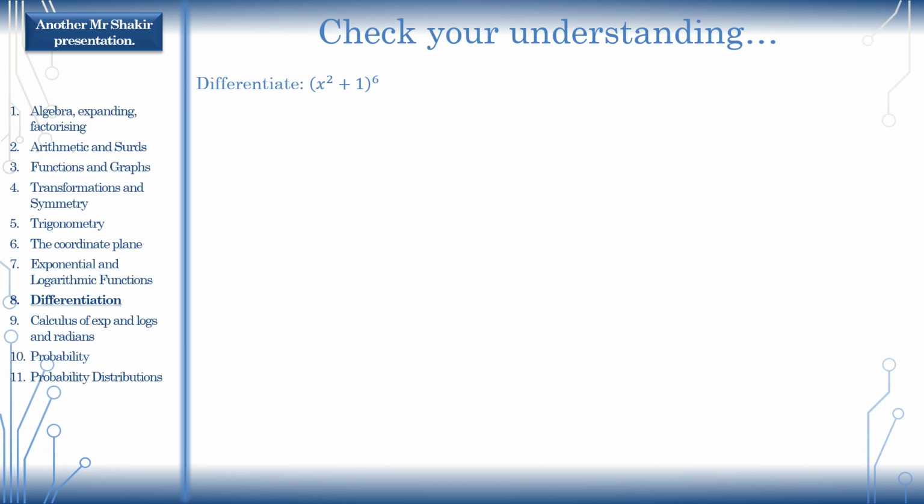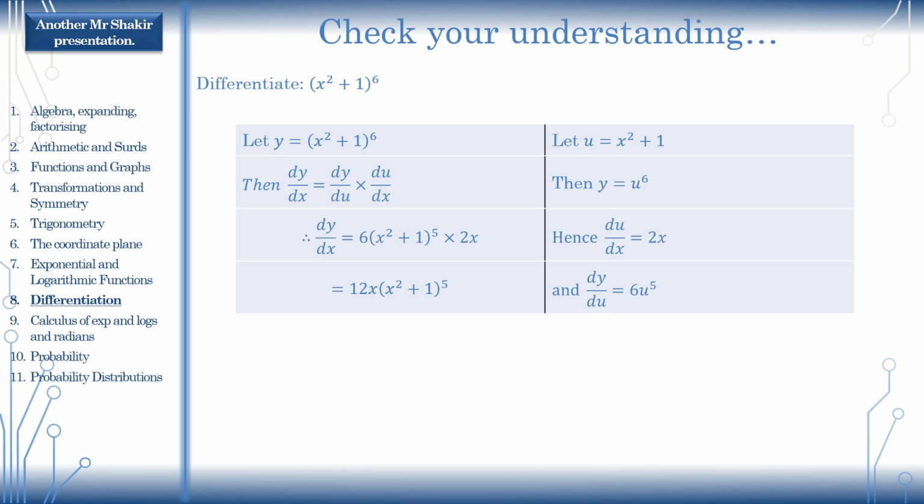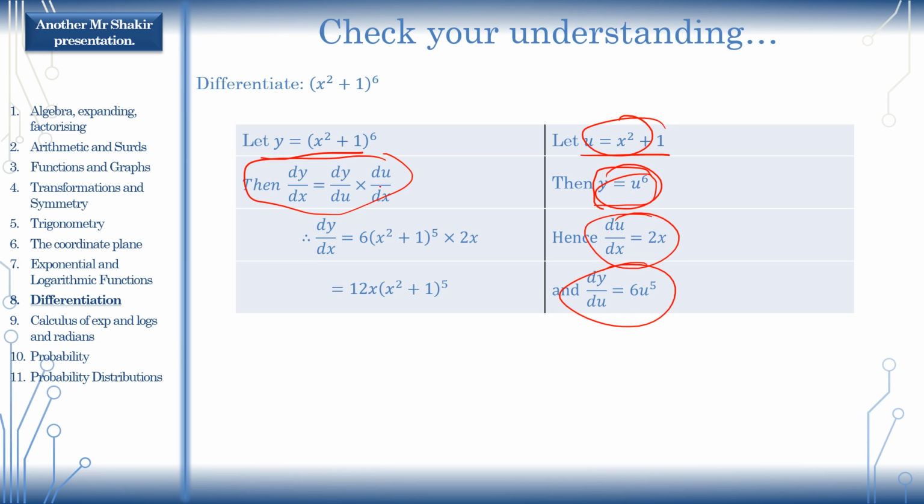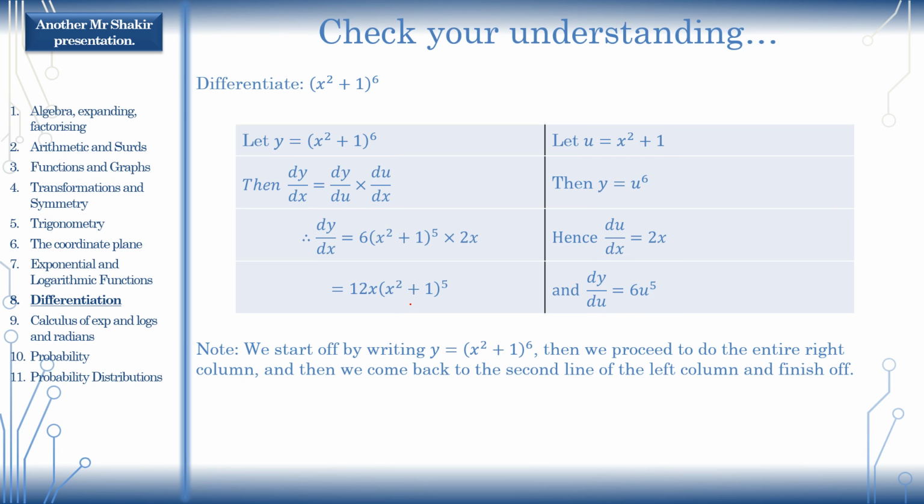All right, I'm assuming you're back. And this is my working out. So we let y equal that. Let u equal that, the inside function. We let u equal the inside bit. Then y equals u to the 6. We differentiate these two and we write them over here. We write the chain rule. And we make the appropriate substitutions and you simplify and you're done.